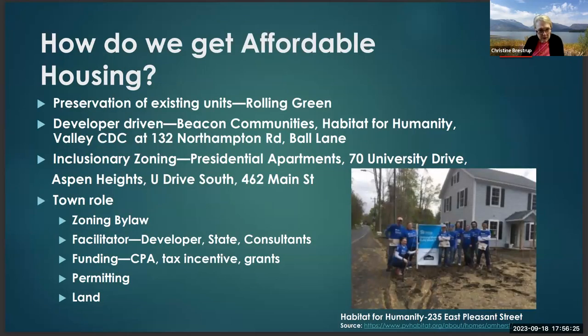So how do we get affordable housing? We preserve existing units, as we did at Rolling Green, where the town contributed $1.2 million to preserving those units in a joint effort with Beacon Communities. We have developer-driven affordable housing. Beacon Communities has developed the North Square at the Mill District. Habitat for Humanity developed small sites around town. Valley CDC has recently completed the work at Northampton Road, and they're starting their Ball Lane project.